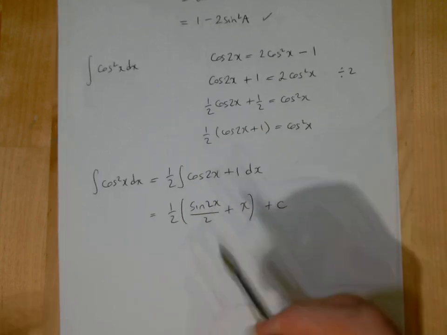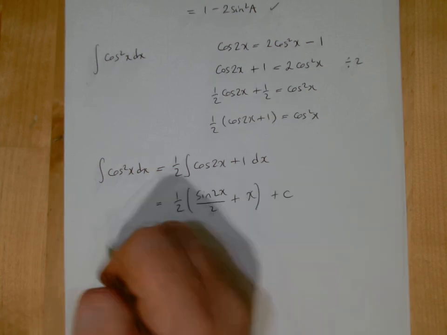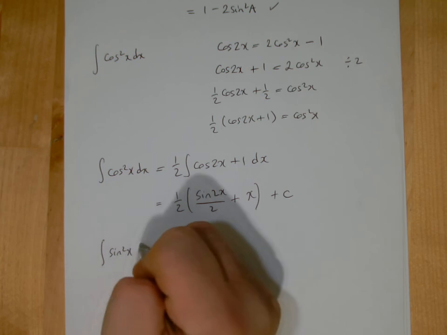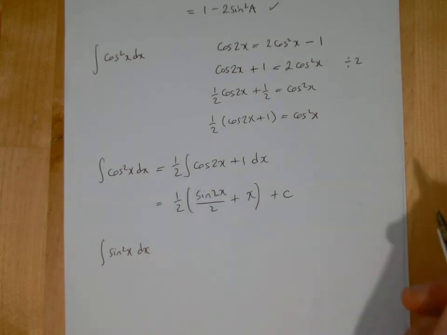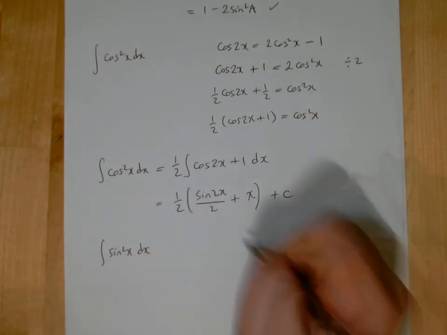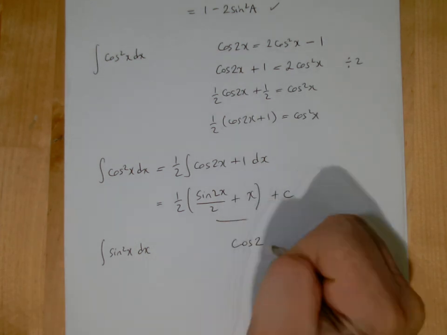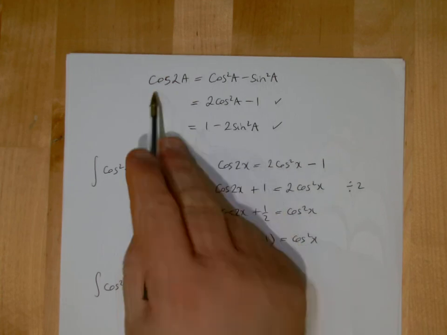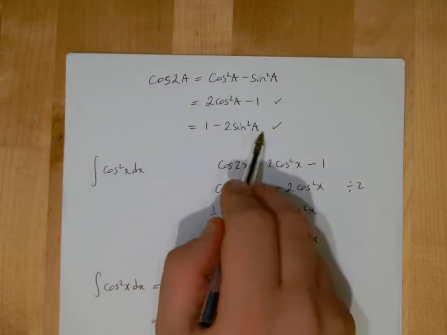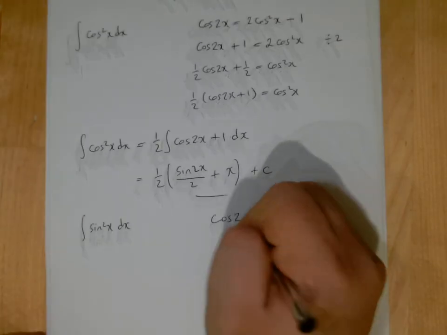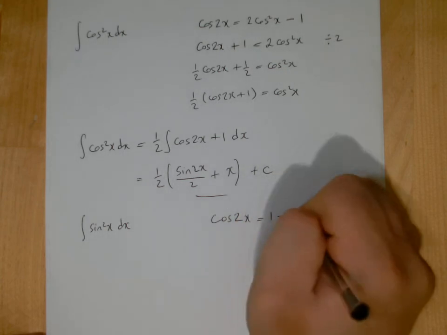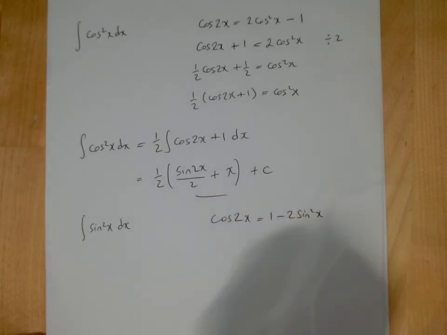Now we need to know how to integrate sine squared x as well. But you know what? It's going to be exactly the same approach, but this time of course we're going to use the third result here. So cos 2A is 1 minus 2 sine squared A. In other words, cos 2x is 1 minus 2 sine squared x.